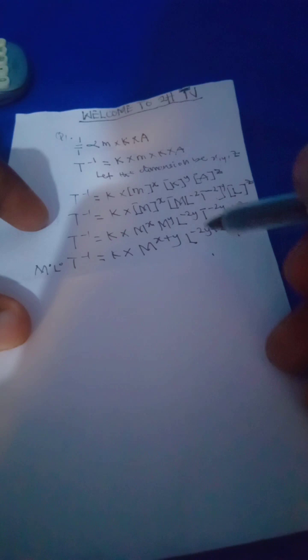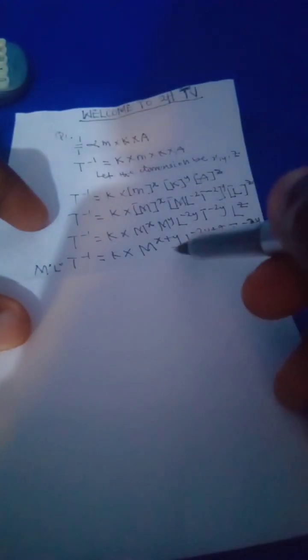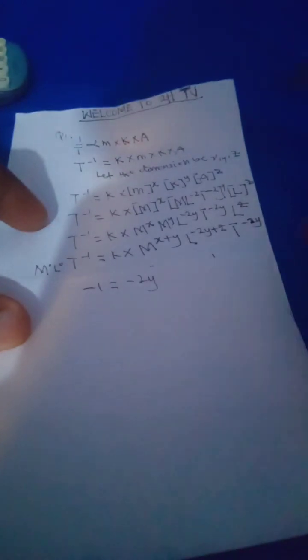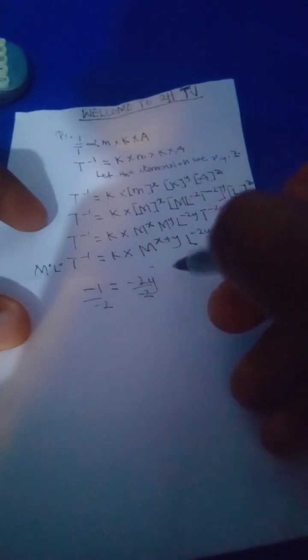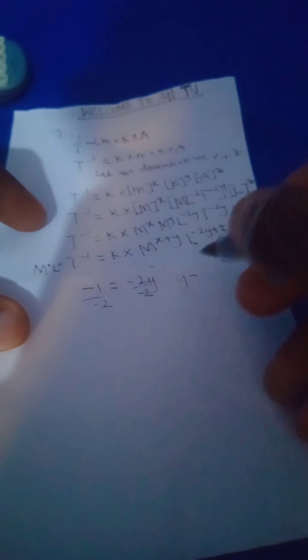Up to this stage we do what we call comparison. At first we have only T^-1 here. By looking at the terms here, we have M and L. Once it is not here, it means they are raised to the power 0. So we compare the T. Comparing the powers of T, negative 1 is equal to negative 2y. So we divide by negative 2, and we get our y value, which gives us half.